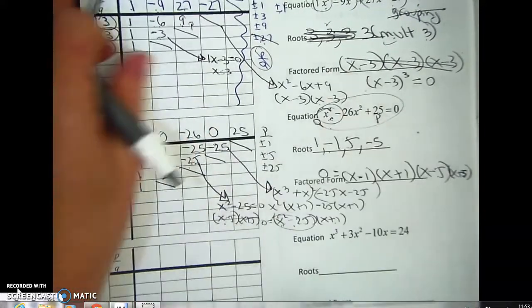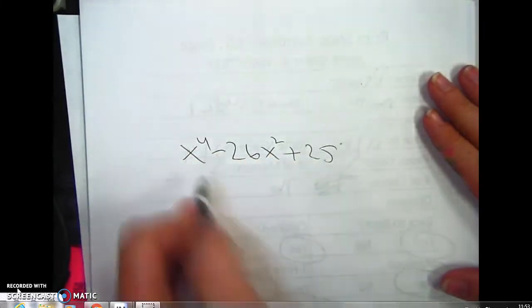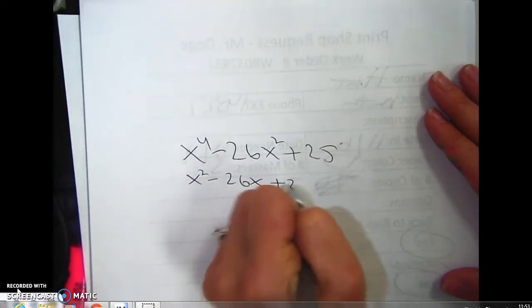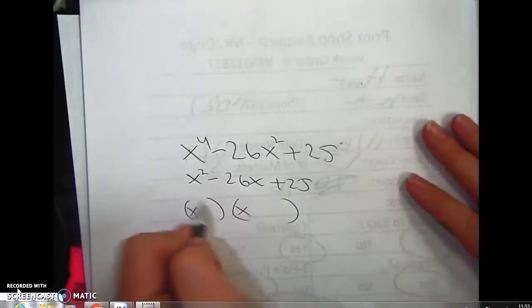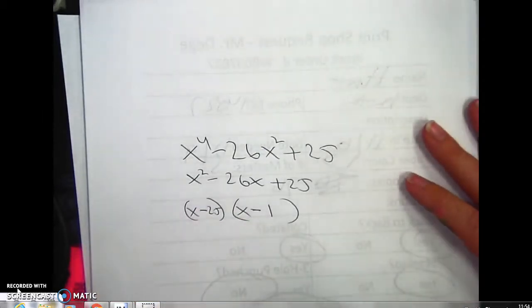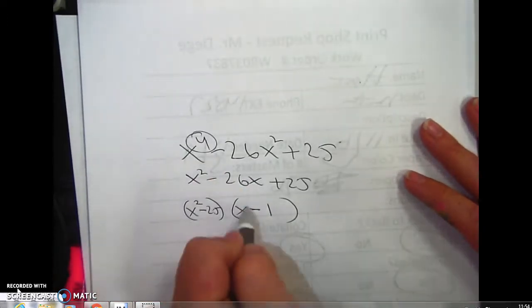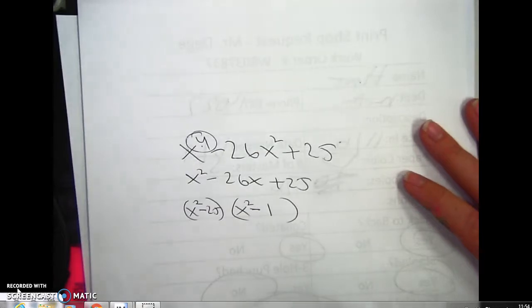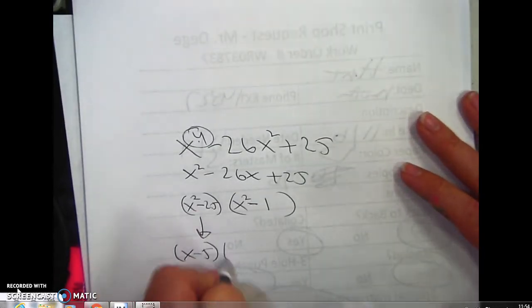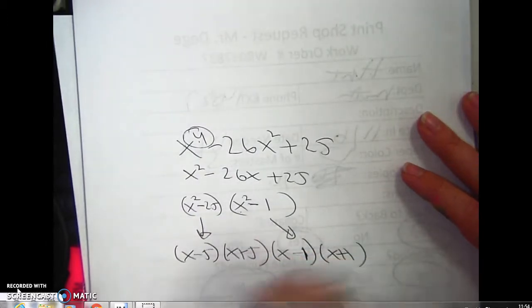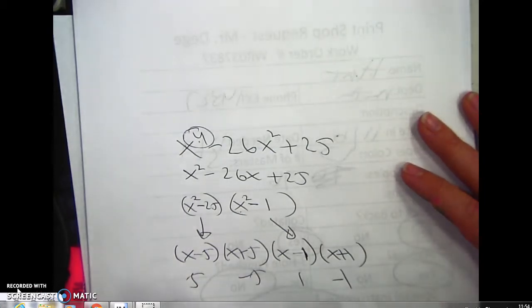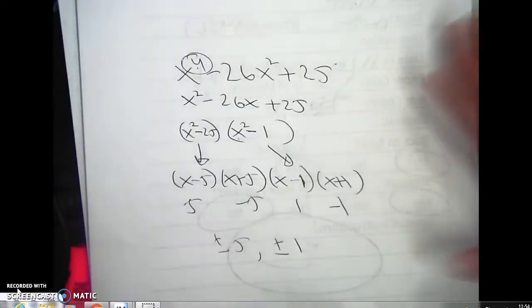Now what I want to show you is how you could have done this problem without doing the PQ at all and gone straight to factoring. So I'll show you that on this paper. So x to the 4th minus 26x squared plus 25. This reminds me of x squared minus 26x plus 25. Two numbers that multiply to get 25 and add to 26 are 25 and 1. But since it's got to be to the 4th power, these have to be x squared because x squared and x squared make x to the 4th. Then this is square root, square root. This is square root, square root. And that gives me 5, negative 5, 1, and negative 1. Let me move that up. So those would be my answers.